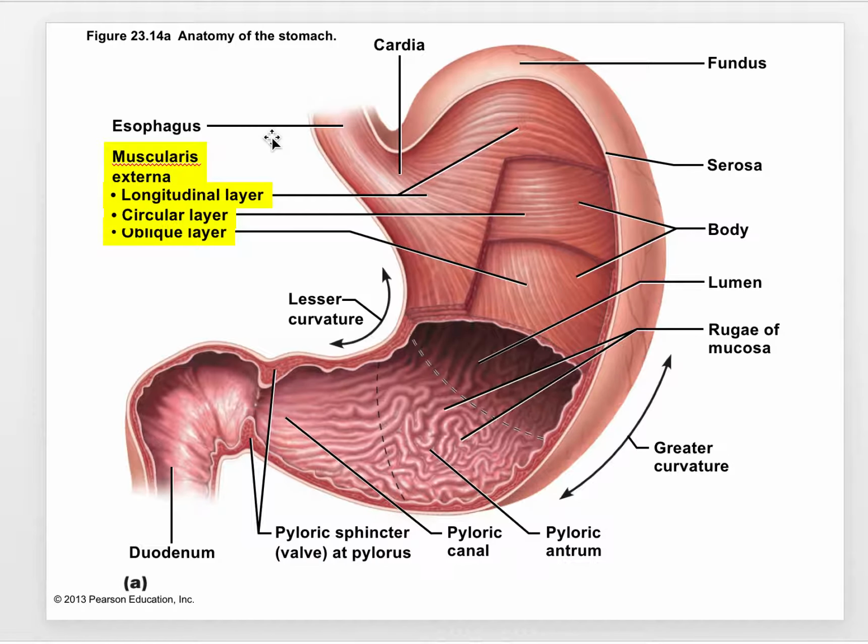There's the layers of the stomach. There's 3 layers of muscles of the stomach. It's a longitudinal layer, a circular layer, and an oblique layer. The main thing to know is that the muscles of the stomach are there for grinding and breaking down the food products mechanically.